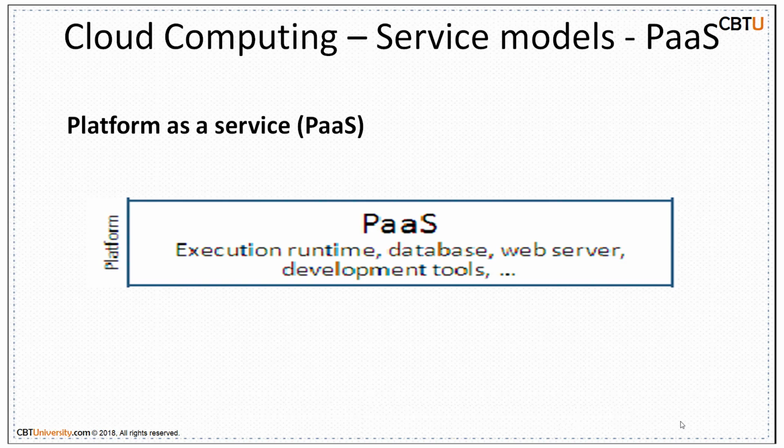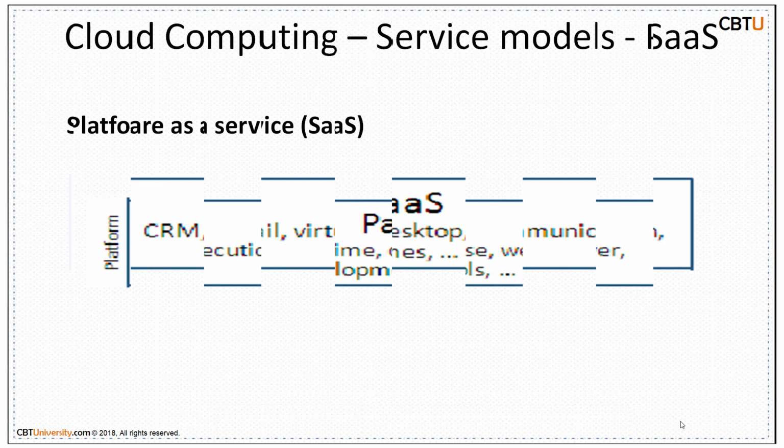Platform as a Service (PaaS). In this, customers do not manage or control the underlying cloud infrastructure, including network, servers, operating systems, or storage, but have control over the deployed applications and possibly configuration settings for the application hosting environment. Some examples of PaaS are Oracle Cloud Platform and IBM Bluemix.